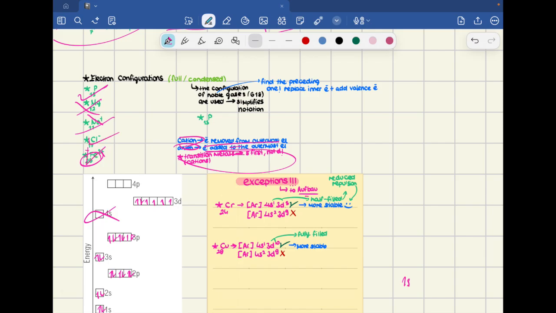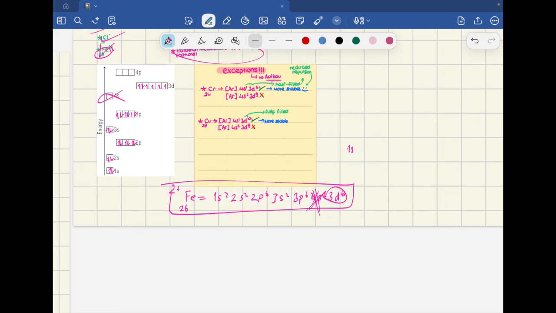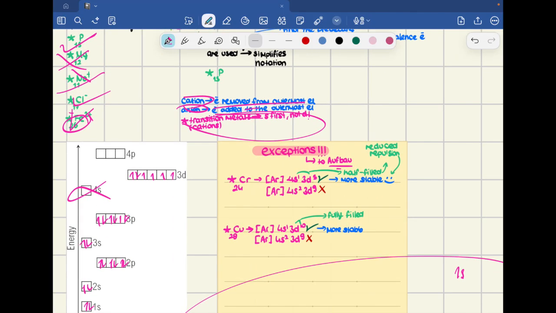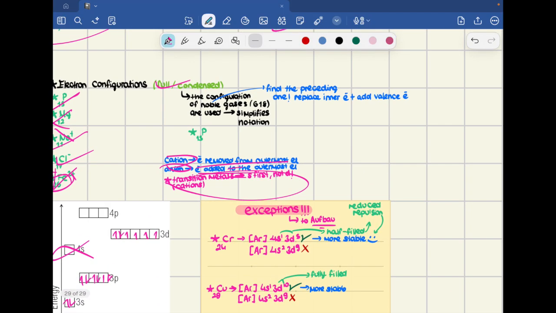So this is going to be its electron configuration in the orbital diagram. Also, you can do full and condensed electron configurations. We basically did the full ones here. But for the condensed electron configurations, we must look at the electron configuration of noble gases, as they are stable. So basically group 18 elements. And we just use this to simplify the notation.